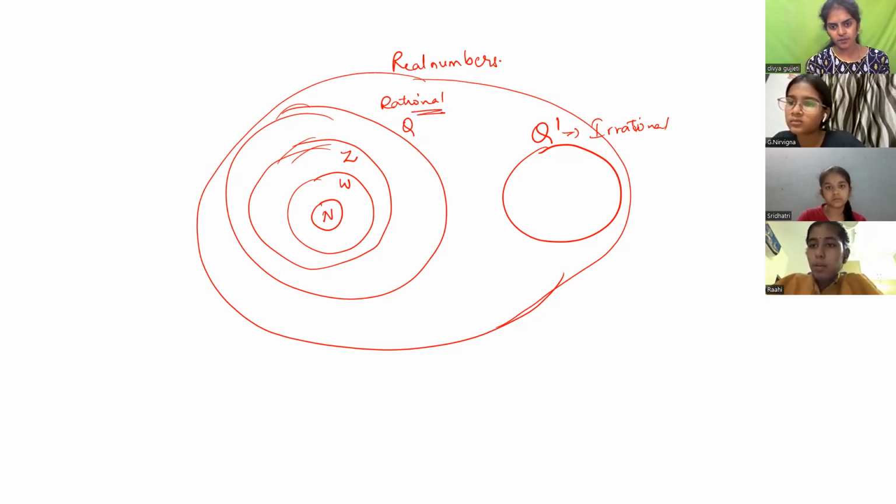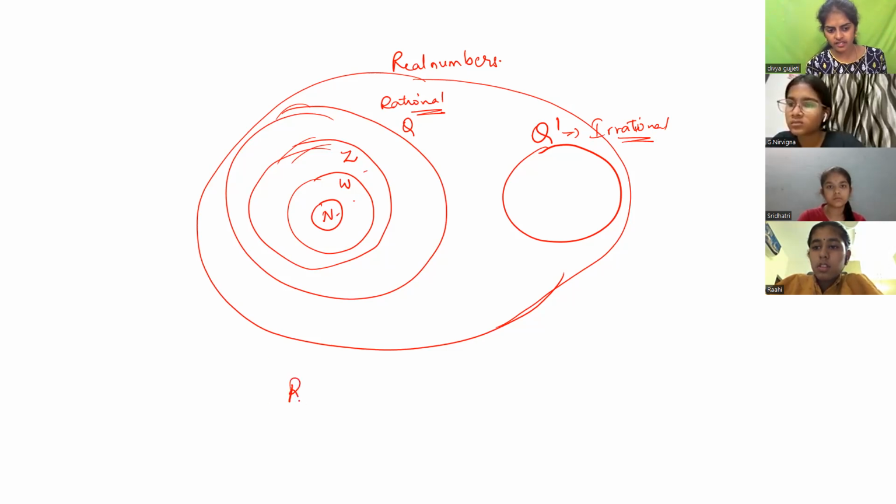Rational numbers plus irrational numbers will give you real numbers. Now, why did I say only rational? Because natural, whole, and integers are all part of rational only. So I can simply say the entire family of rational numbers plus the irrational numbers will give me the total real numbers. Can you see it on the screen?